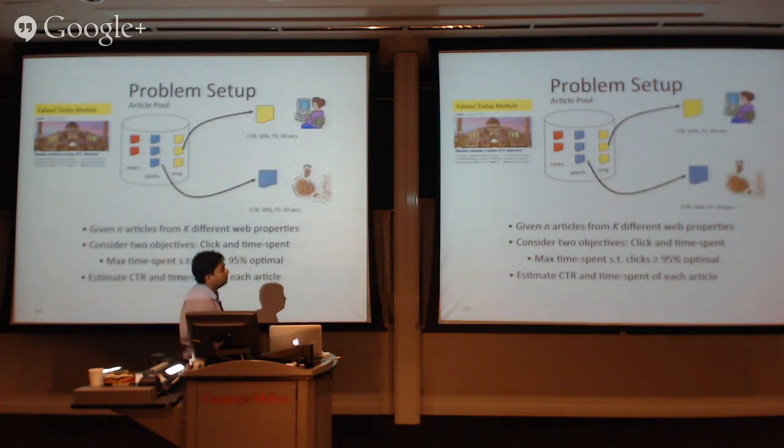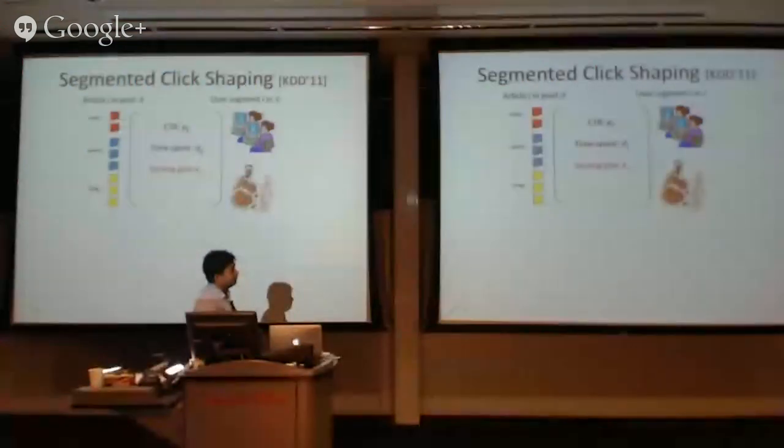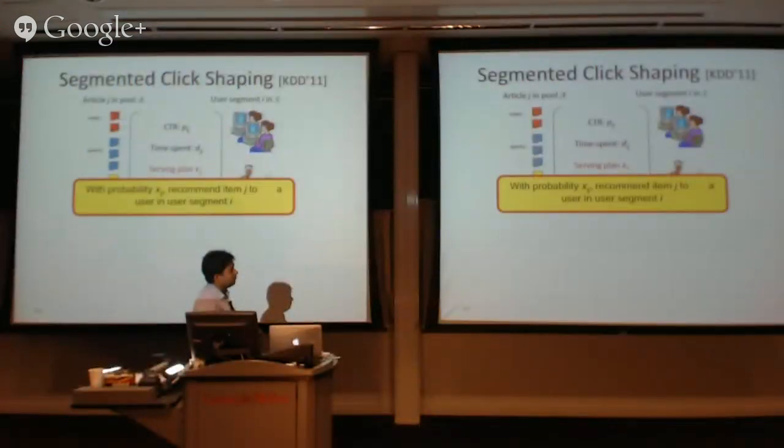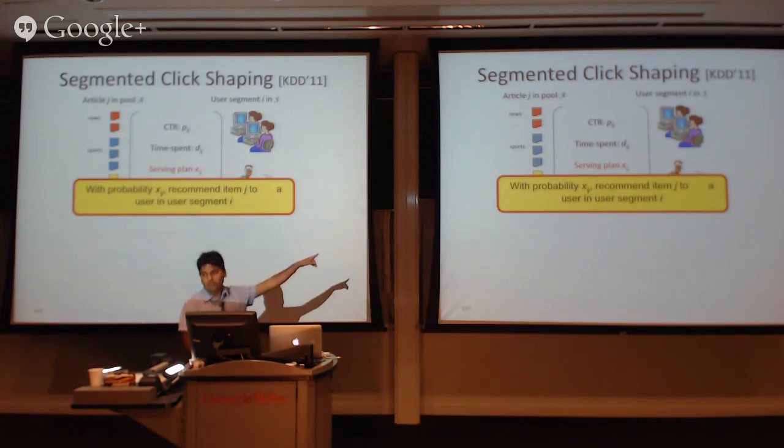So the first thing is to come up with statistical models and machine learning models that can estimate CTRs and estimate the amount of time spent. That's routine. We talked about that. Suppose you have done that. So for every user you have a CTR, you have expected time spent, and now you want to come up with a serving plan. What's the probability item j should be served to user i? Here i could be either a user, or we can simplify the problem and create different user segments. Either way, that's the serving scheme you need to come up with.